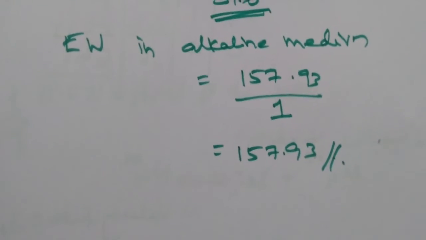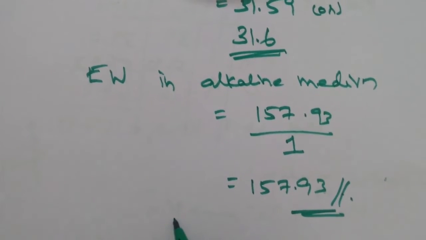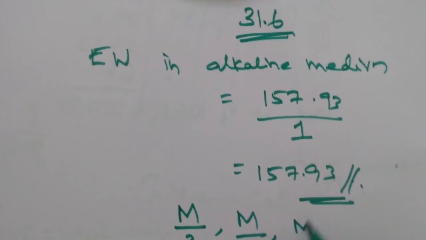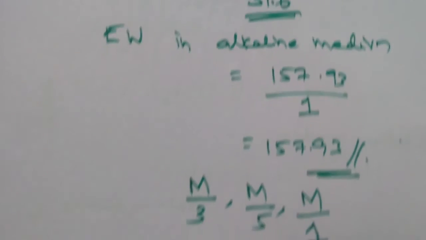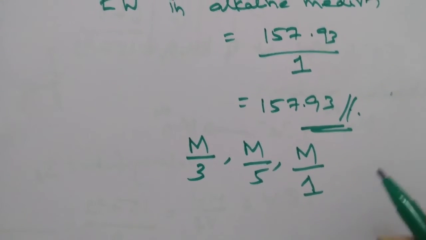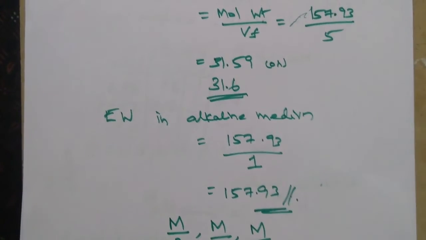157.93. So in general, as a function of molecular weight M, equivalent weight in neutral medium is M by 3, equivalent weight in acidic medium is M by 5, and equivalent weight in alkaline medium is M by 1. That is molecular weight by 1. Okay.